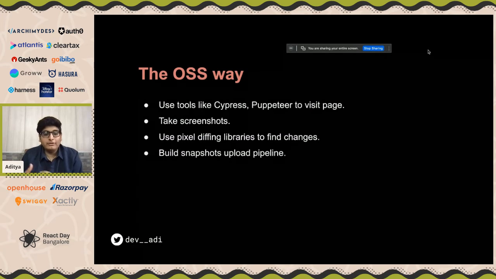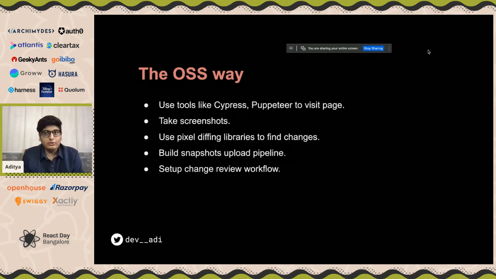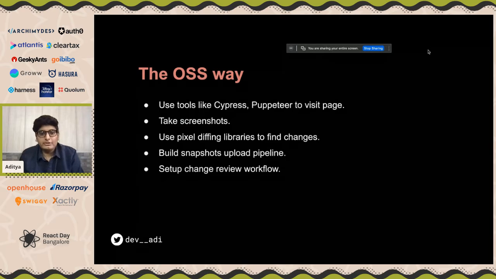Since these snapshots, the files that we need to save, can't be saved on GitHub because GitHub is not usually used for storing large files, we need a different pipeline for that. So maybe you need to upload the master, the main branch's images, to some AWS S3 or somewhere. So you need to handle that. Then you need to set up a change review workflow, so that when there are changes, you know where you will approve them. Because with code, you can just see it in the logs, but with images, you need something more advanced. And obviously, running pixel diffing and running a browser on your CI will have increased costs.